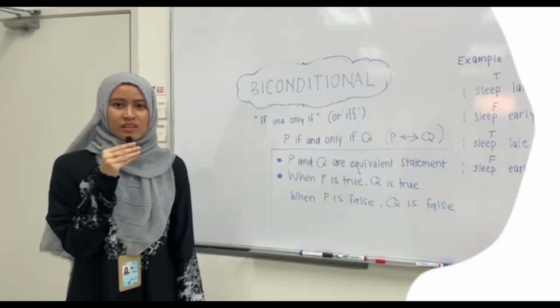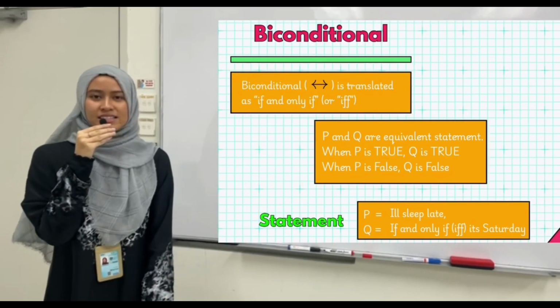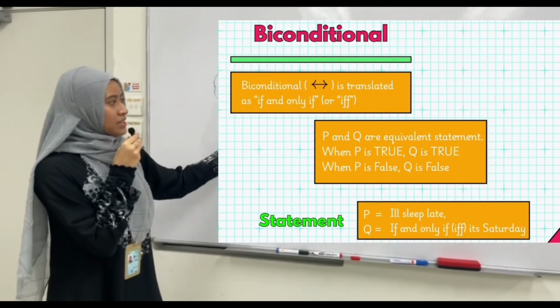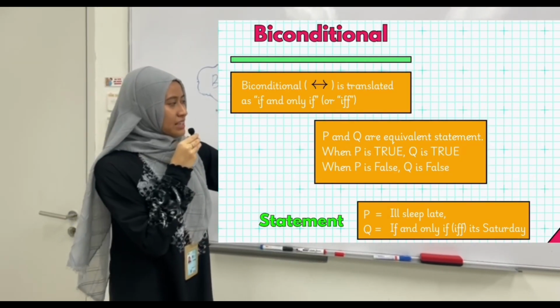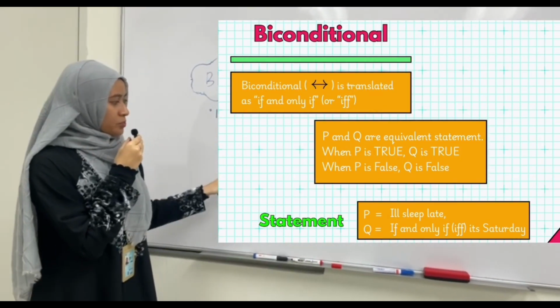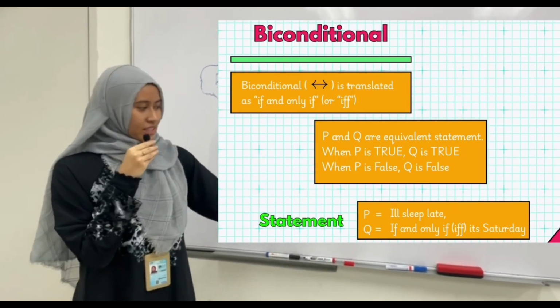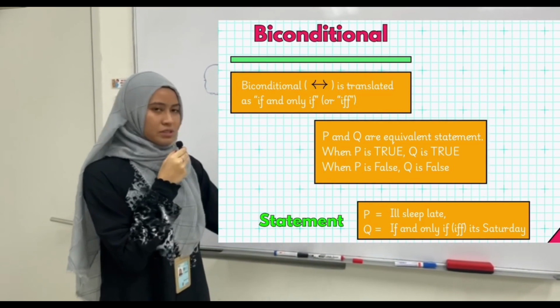Next, we're going to look at biconditional. Biconditional is translated to if and only if, or IFF. So this is the symbol, P if and only if Q. So P and Q are equivalent statements. When P is true, Q is true. And when P is false, Q is false.